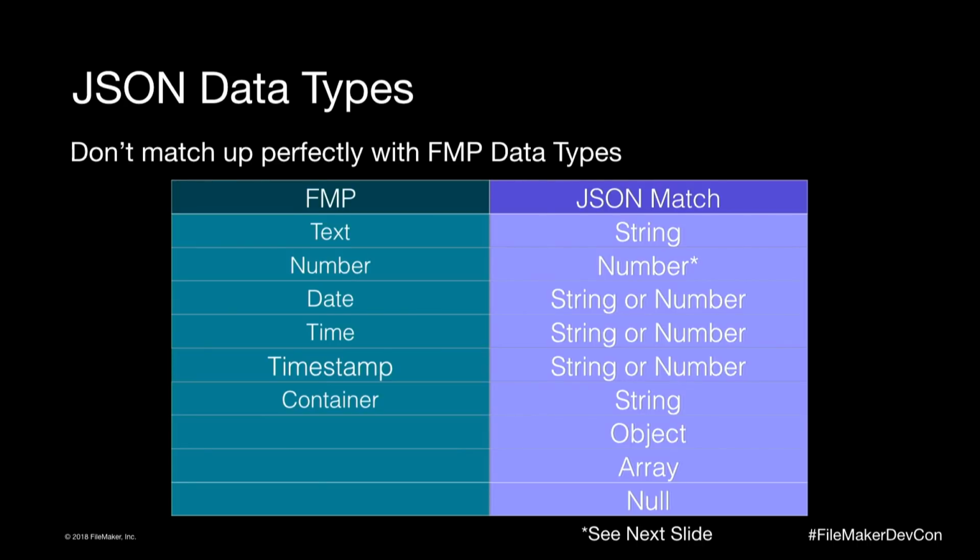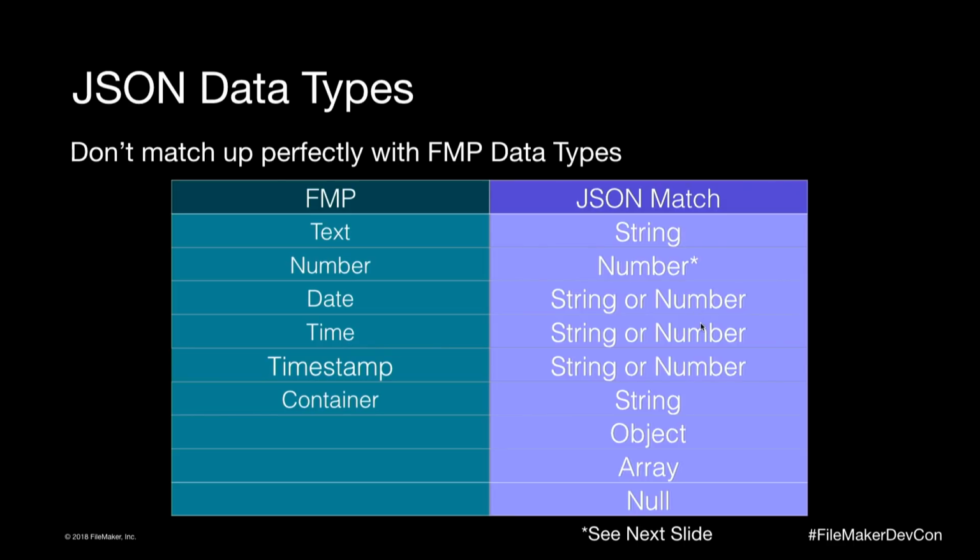So let's go back to talk about data types. What did I mean when I said it doesn't match up perfectly? FileMaker has the text data type. JSON has string, and they match up pretty well. FileMaker has number. JSON has a number, but a little caveat that I'll explain in the next slide. FileMaker has date, time, timestamp. In JSON, you can use either string or number, and you'll just have to use get as date, get as timestamp to convert that back once it's in FileMaker.